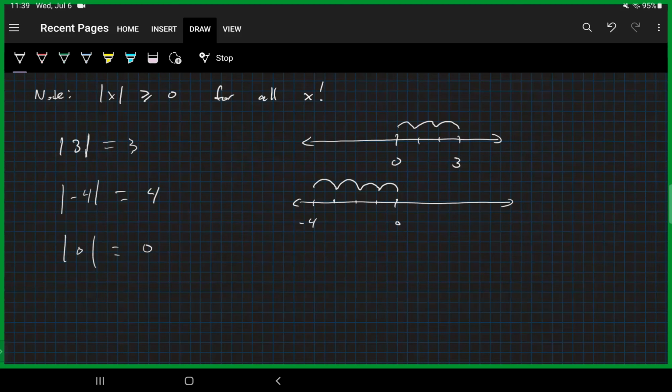We're going to have to do some algebra with absolute value, but before that, we're going to have to learn how to do some arithmetic. So this is going to be really important when we're talking about adding and subtracting integers, which we will be getting to in my next video.